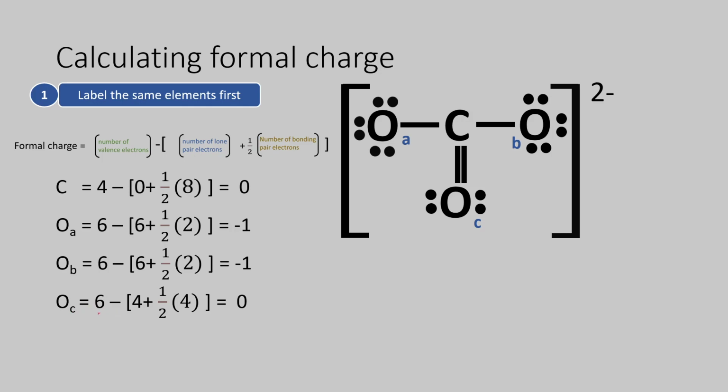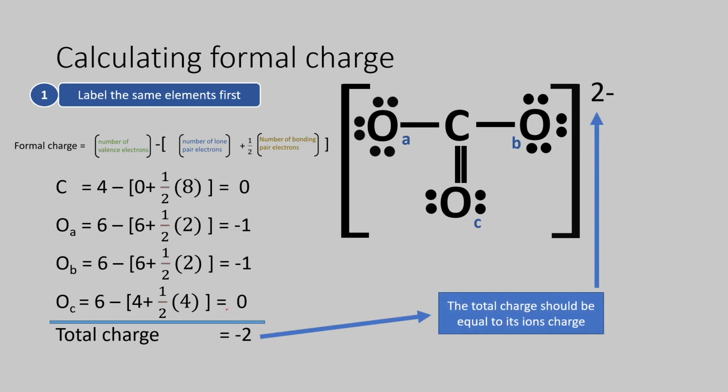So, you see the valence electron does not change. Valence electron is always dependent only on the elements. So, you look at the periodic table. Okay? So, you see it has 6 minus 4 lone pair electrons. So, it has 2 lone pairs, right? So, there are 4 electrons, 1, 2, 3, 4, plus half of 4, which is it has 2 bonds. So, you get zero.